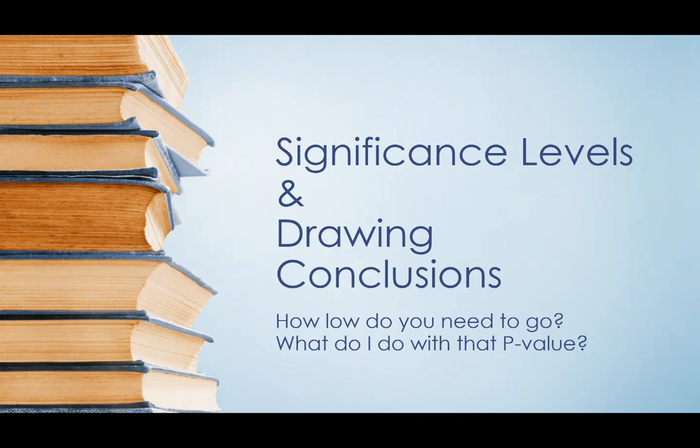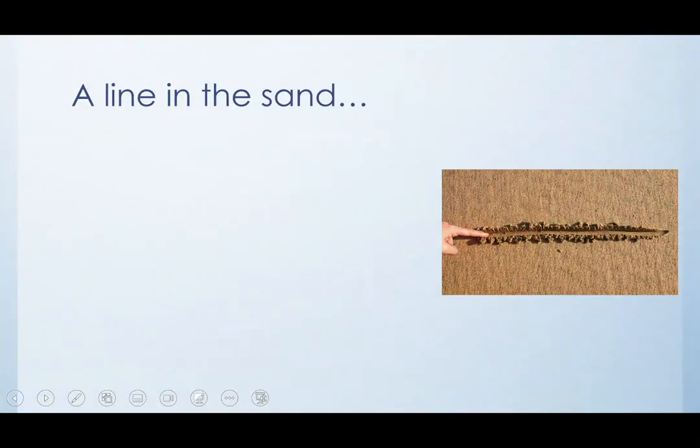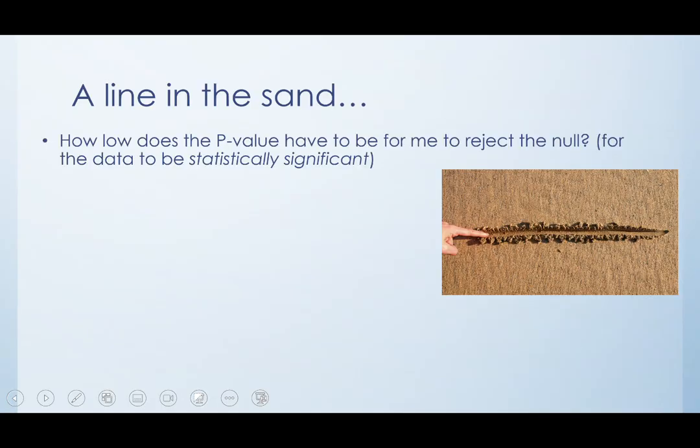All right, so in this video, we're going to talk real briefly about significance levels. How low does that p-value need to be before you reject it, right? So basically what we're doing is drawing a line in the sand here. We need for our data to be what's called statistically significant in order for us to reject the null. And in order for that, our p-value has to fall below a certain point. In a lot of statistics, that certain point is 5%.